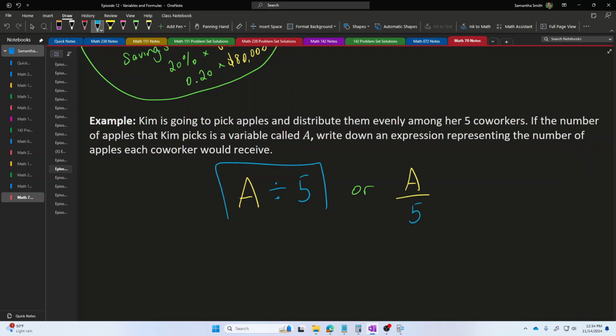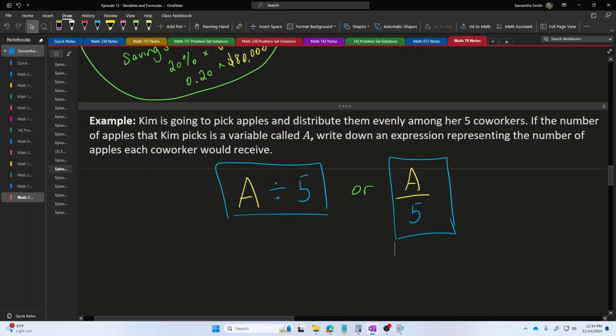This expression would represent the action that I would take to figure out how many apples each coworker is going to get. As soon as I figure out exactly how many apples Kim has picked, I can then complete this calculation and divide that number of apples by 5 to figure out how many apples each coworker will receive.